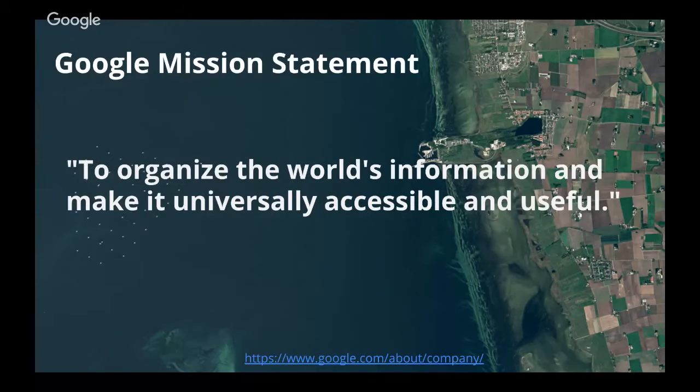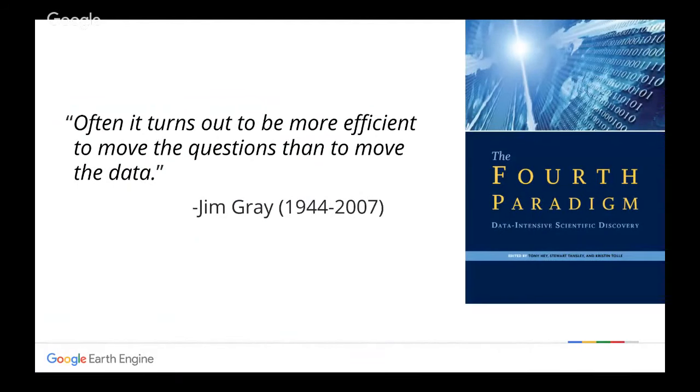It is Google's mission to organize the world's information and make it universally accessible and useful. So we see Earth Engine as like the geospatial manifestation of this mission statement. We want to organize the world's satellite imagery and other geospatial information and make that universally accessible and useful to you folks. How do you do that?